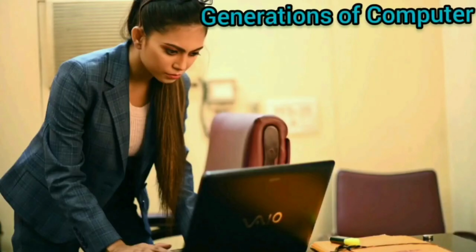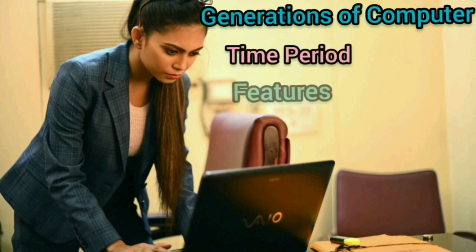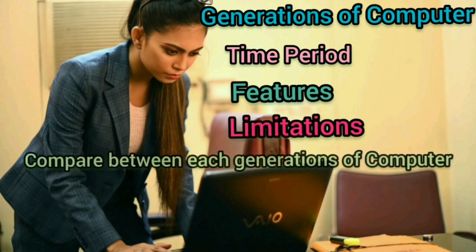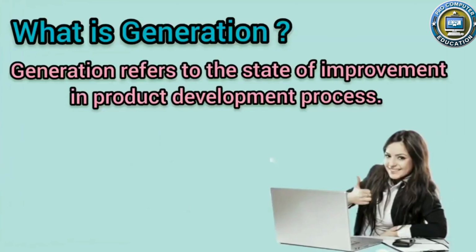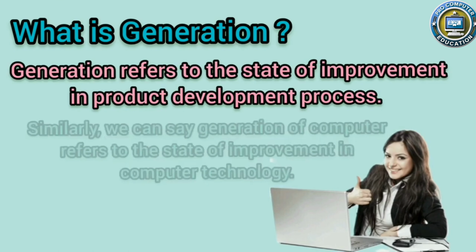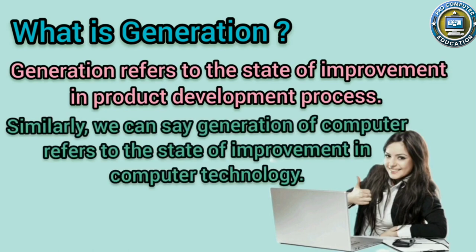We will discuss the generations of computers and their time period, features, limitations, and compare each generation of computers through a chart. So let's start. First of all, we will know what a generation is. Generation refers to the state of improvement in the product development process. Similarly, we can say the generation of computers refers to the state of improvement in computer technology.